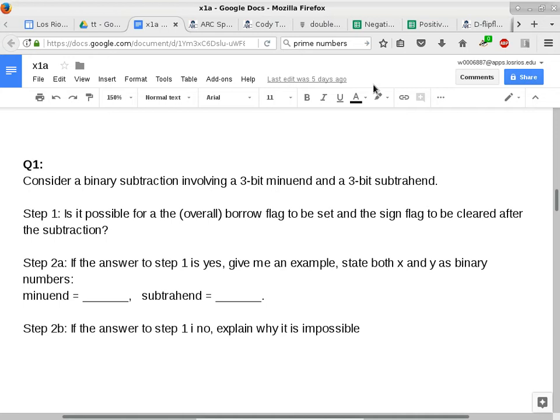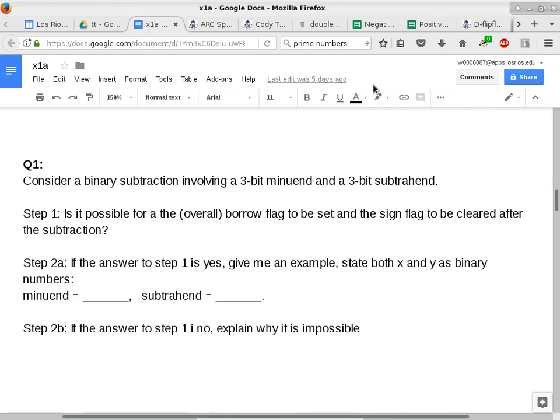Well, the reason why one can be set and the other one can be cleared is because the borrow flag only makes sense, or only means that the minuend is less than the subtrahend, when you look at the values from the unsigned perspective, when you interpret the zeros and ones as unsigned values. The sign flag, on the other hand, only means that the minuend is less than the subtrahend when you look at the binary bit pattern as a signed interpretation. One is unsigned, one is signed. So that is where the confusion may come from.